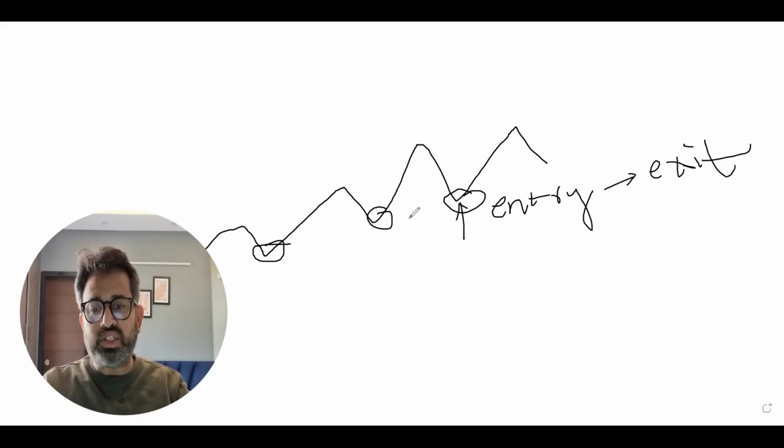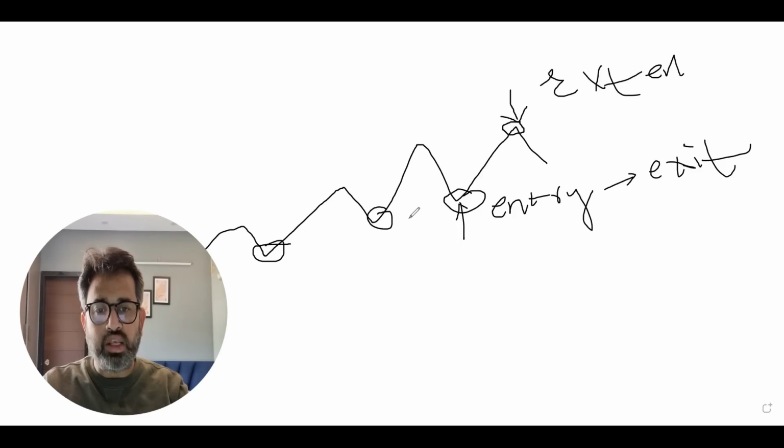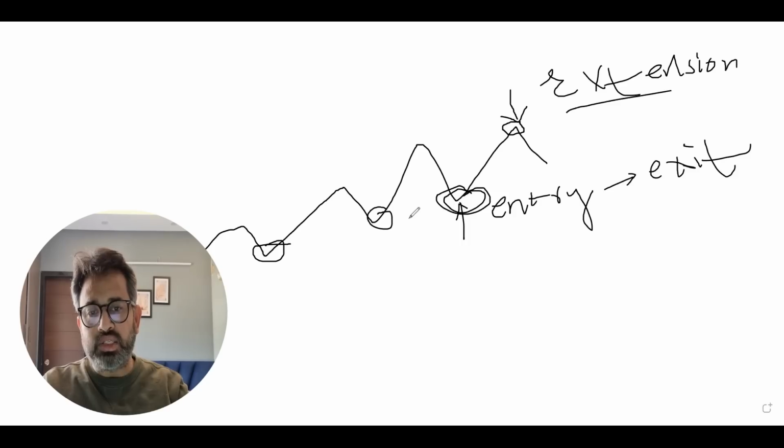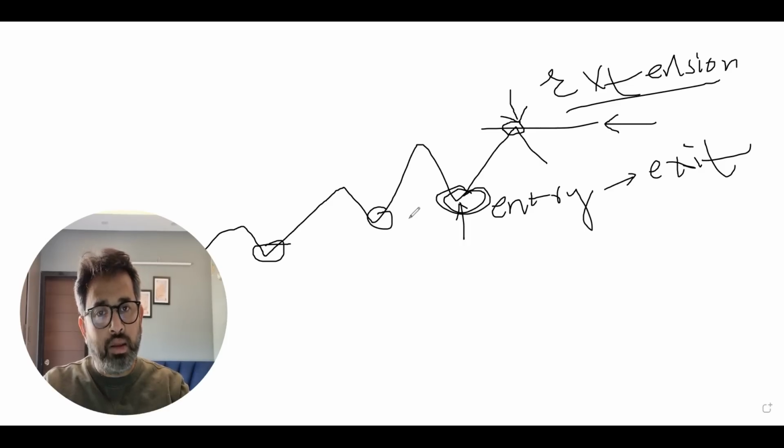So what will the extension tell you? The extension will tell you where price is likely to take resistance and reverse. That is called Fibonacci extension. So Fibonacci retracement is where price is likely to take support, and extension is where price is likely to take resistance. And once you know the extension level, then you can book your profit where price is likely to reverse. But as I said earlier, I don't use the extension in my trading.